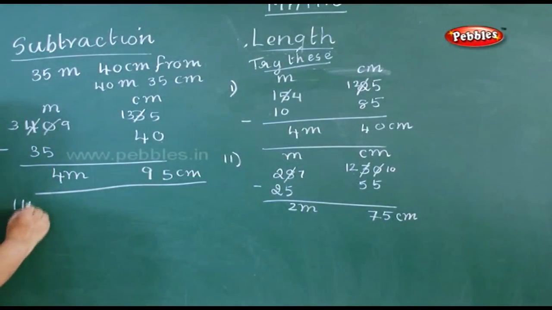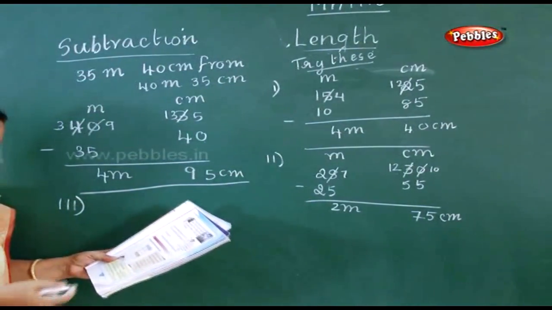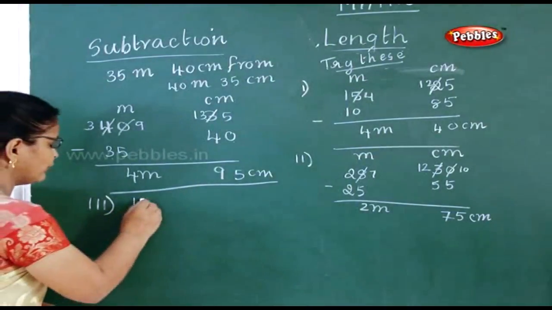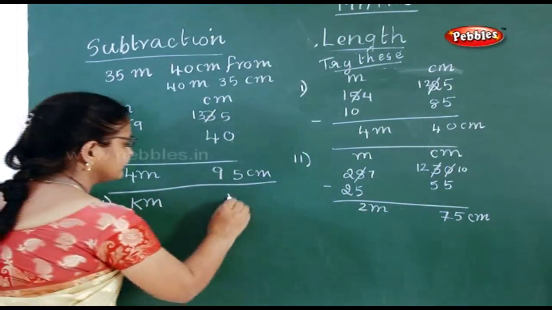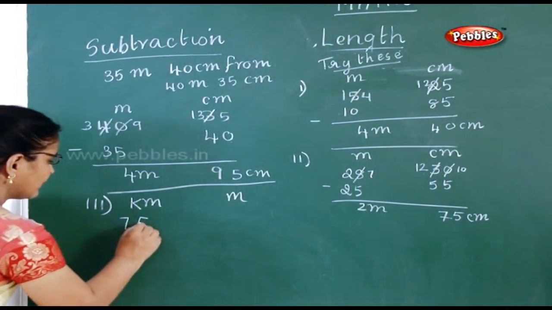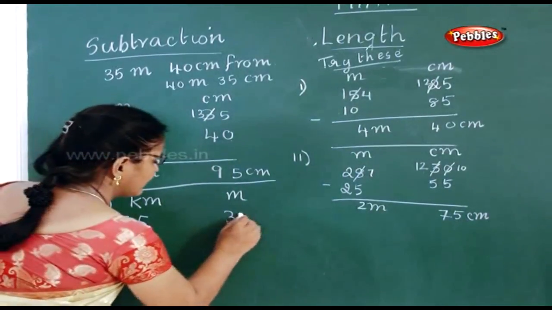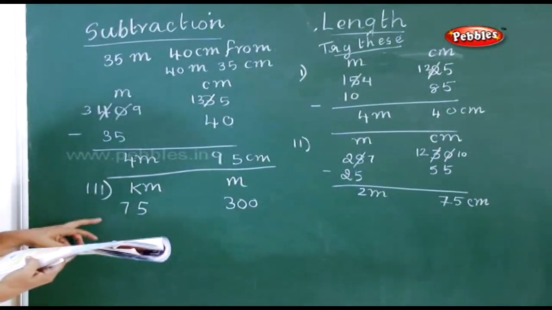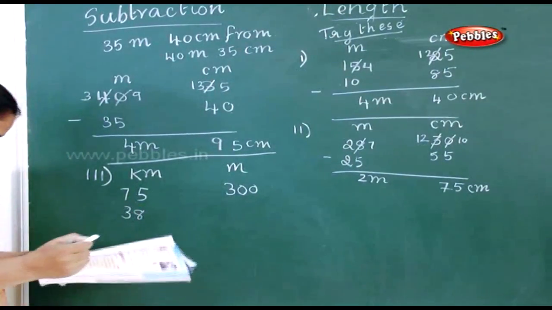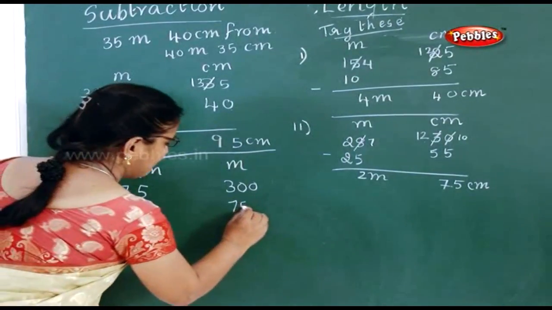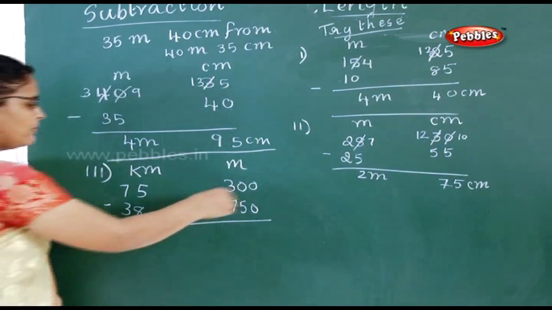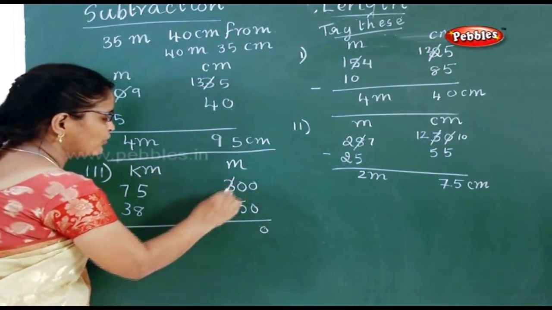Now the third sum. What is the third sum they have given here? Try these. Again kilometer and centimeter they have given, but you have to write kilometer and meter. Now this sum, you have to do kilometer and meter. See, 75 kilometer and 300 meter. And below, what you have to minus with it, it is 38 kilometer and 750 meter. Now what will you do here? 0 minus 0 is 0. The 0 you cannot, again you have to borrow.